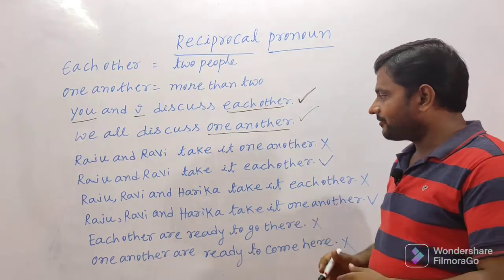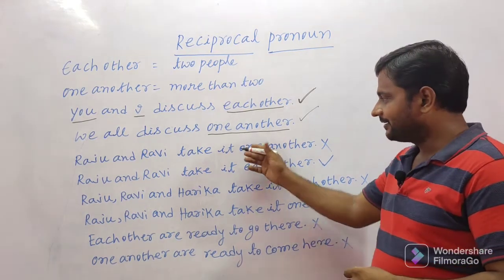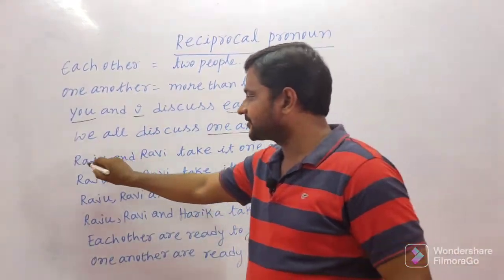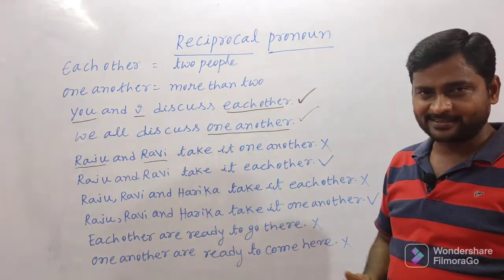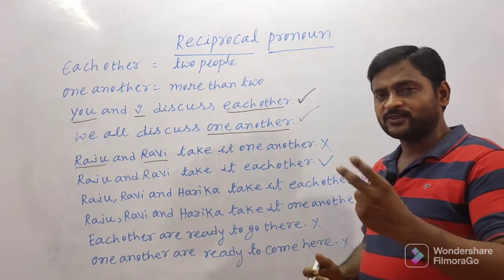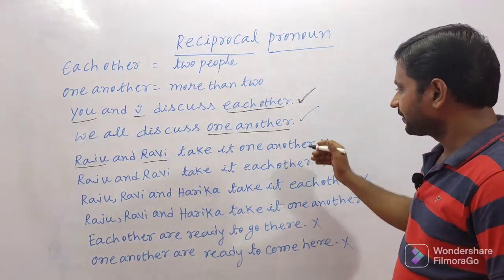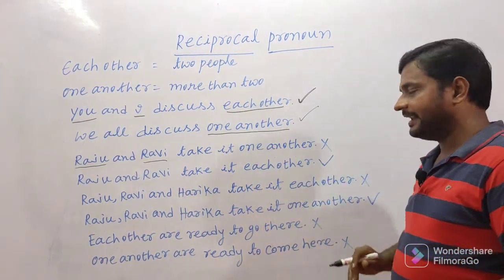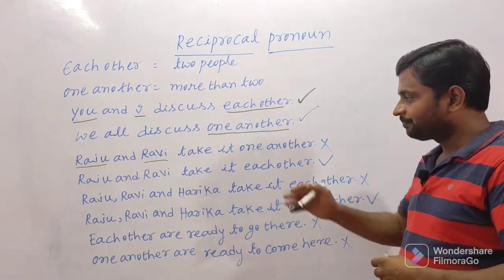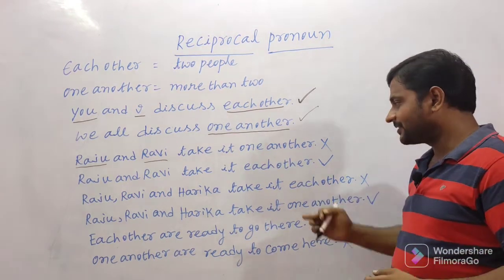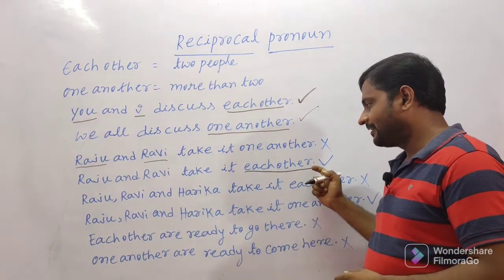Next, Raju and Ravi take it one another. When you see the subject, Raju, one person, Ravi, one more person. How many people are there? You identify two people. When you identify two people, which pronoun is the right answer? Here, I mentioned one another. It is the wrong answer, as I gave you the marker. Which is the right answer? Raju and Ravi take it each other. It is the right answer.